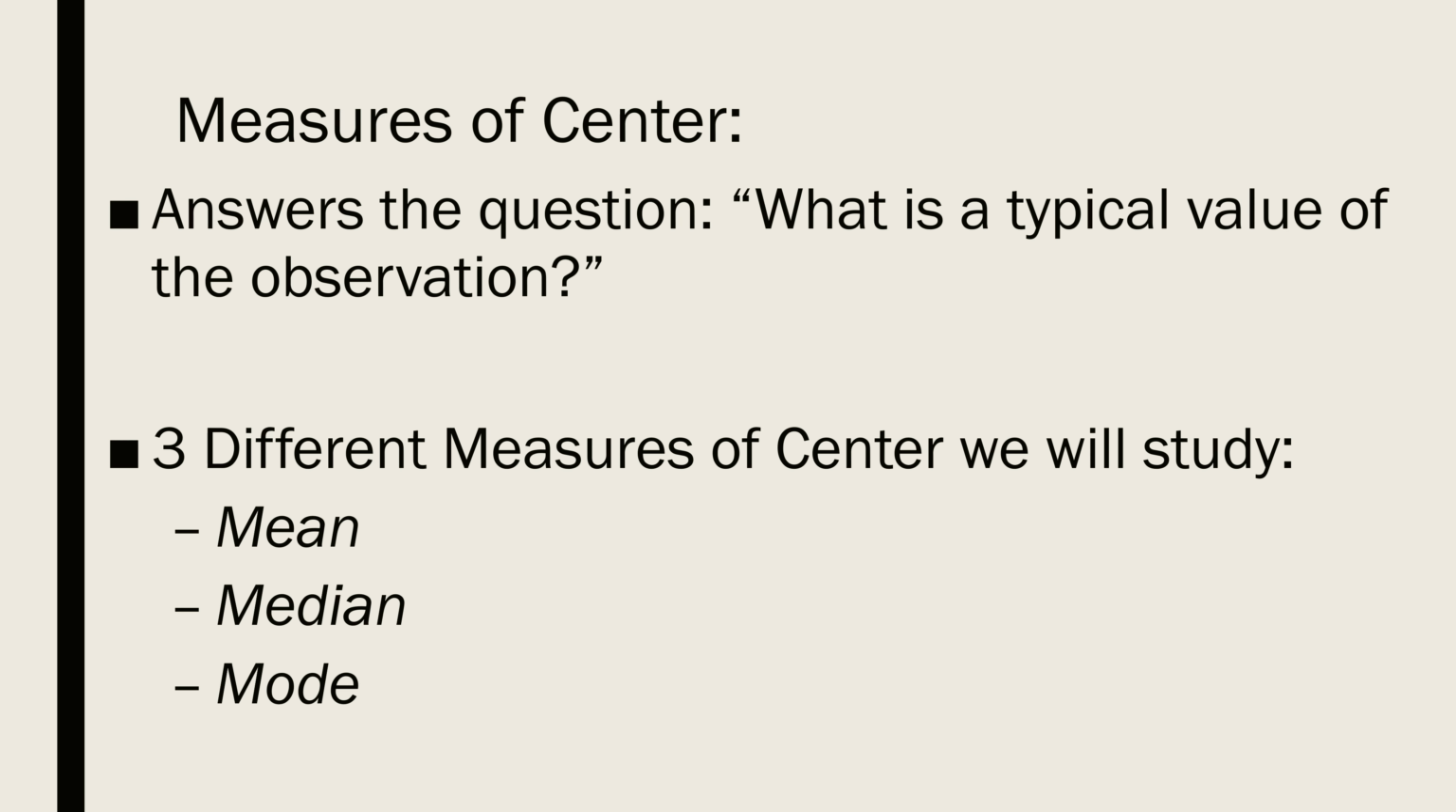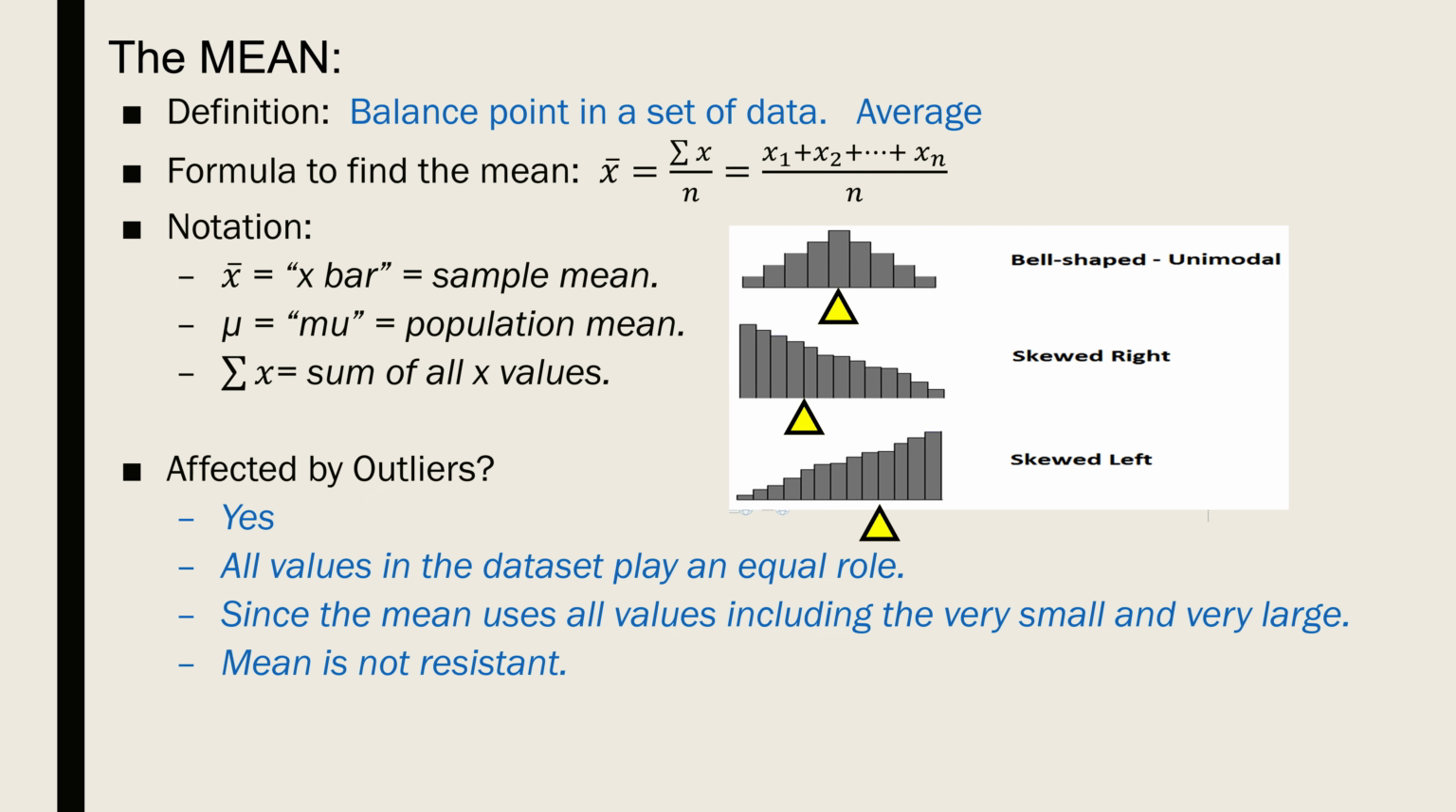We want our numerical summary to have this good property. We use measures of center to answer this question: What is a typical value of the observation? There are three different measurements of center we will study: mean, median, and mode. Here is the definition of mean, a balance point in a set of data, by another name, average. Here is the formula to find the mean.